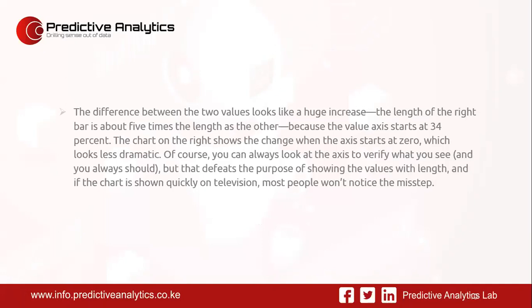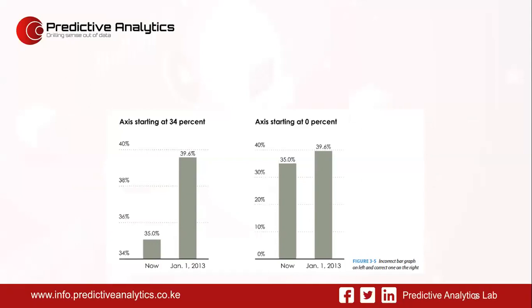Of course, you can always look at the axis to verify what you see, and what you always should. But that defeats the purpose of showing the values with the length. And if the chart is quickly shown on TV, most people won't notice the misstep. So the discrepancy between these two charts is clear to the eye, yet it's not a big difference.